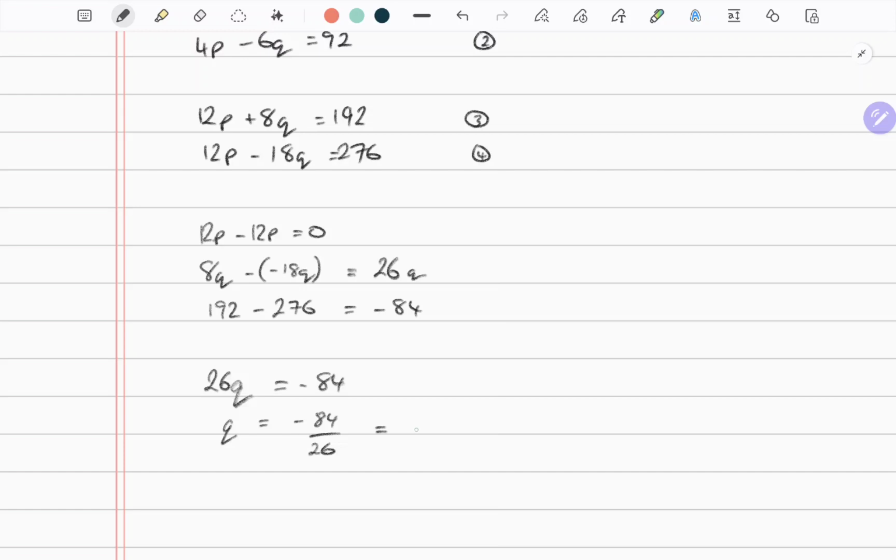So that will give us q is equal to minus 84 divided by 26. We can simplify this further. We can just cut it in half basically. So that's 42 over 13. So q is equal to minus 42 over 13.